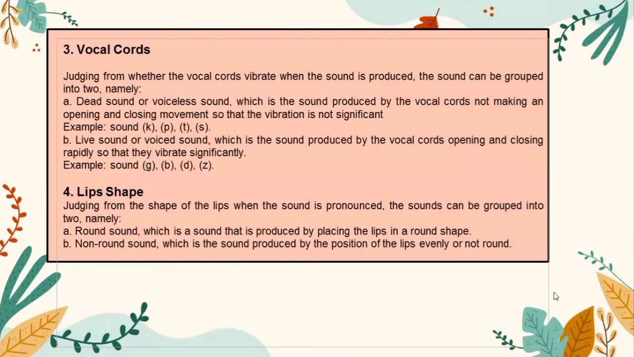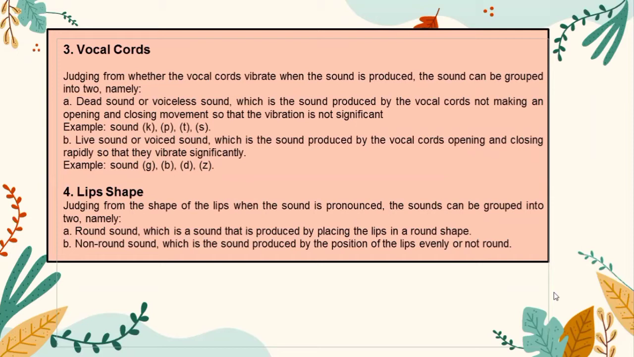The next is three, vocal cords. Vocal cords are judged from whether the vocal cords vibrate when the sound is produced. The sounds can be grouped into two. A is dead sounds or voiceless sounds, which are sounds produced when the vocal cords are not making an opening and closing movement, so that the vibration is not significant. Examples are sounds K, P, T, and S. B is voiced sounds, which are sounds produced by the vocal cords opening and closing rapidly so that they vibrate significantly. Example sounds are G, B, D, and Z.